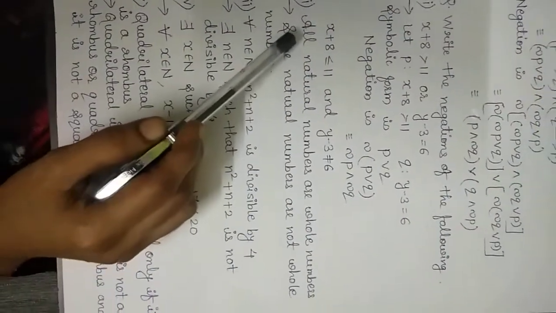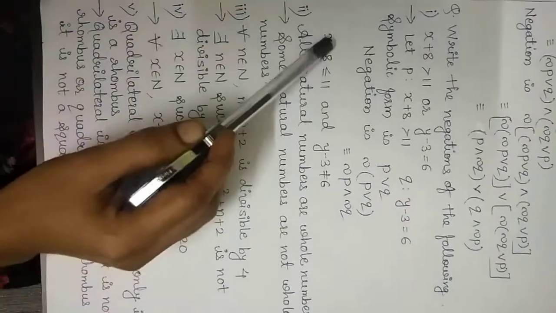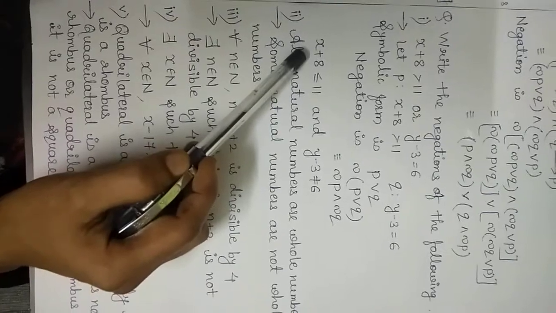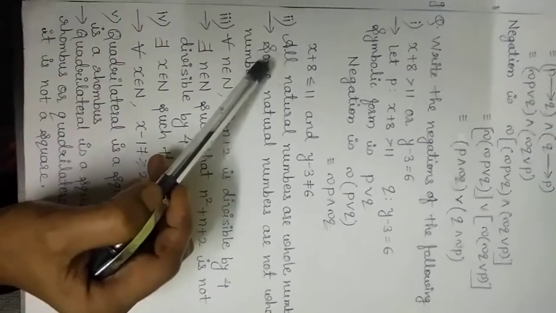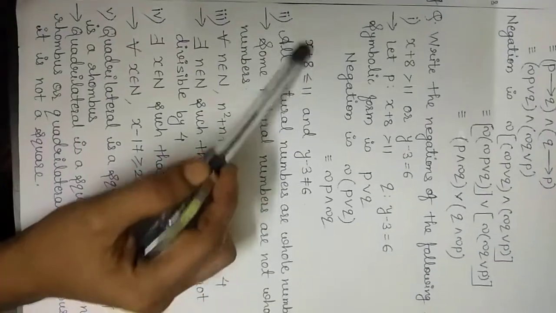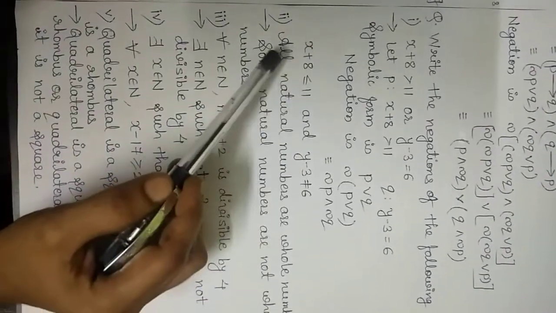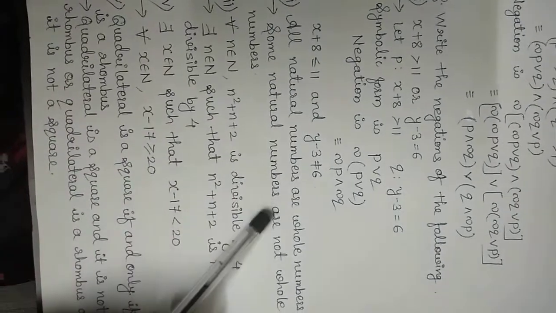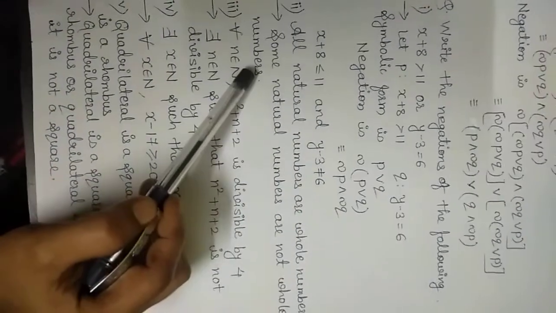Now next, all natural numbers are whole numbers. Whenever the term all is given, to write the negation we replace this all by some, and whenever the word some is given, we replace that by all. So here the negation of this statement will be some natural numbers are not whole numbers.